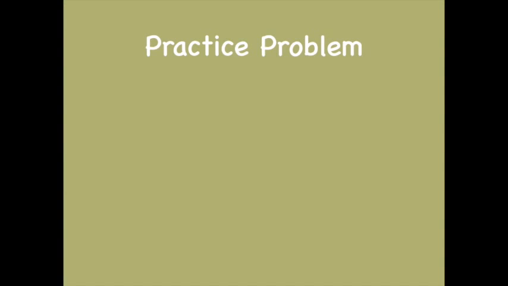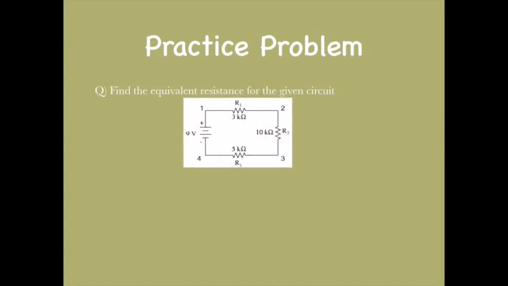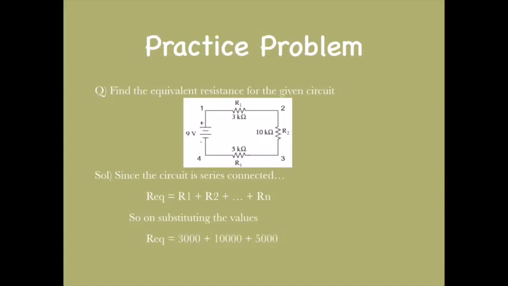Now let's go to the second problem. For the same question, I use a different circuit. The values of R1, R2 and R3 are different this time. Here again, R1, R2 and R3 are connected in series, which is obvious. So I use the given formula, and on substituting the values of R1, R2 and R3, I get R equivalent to be 18,000 ohms or 18 kilo ohms.